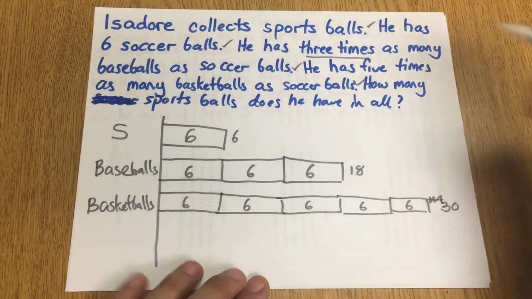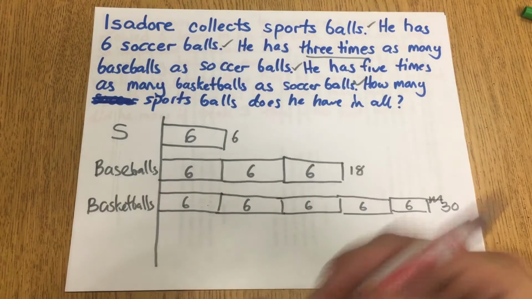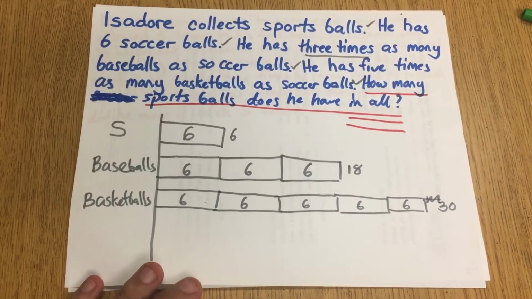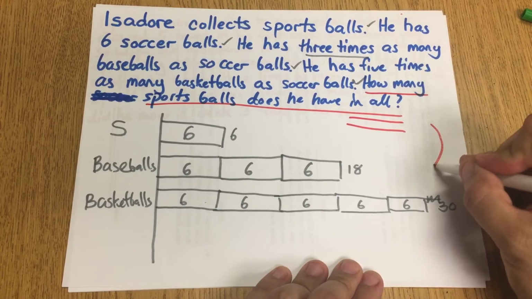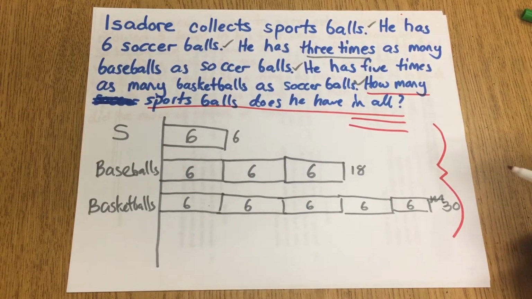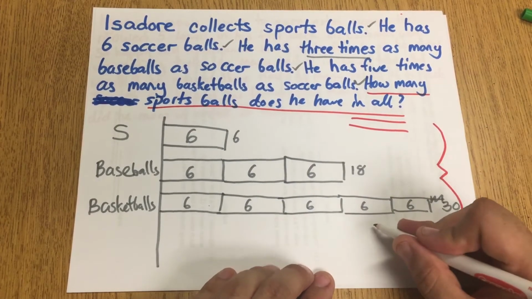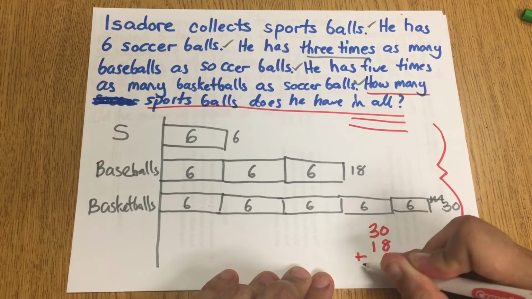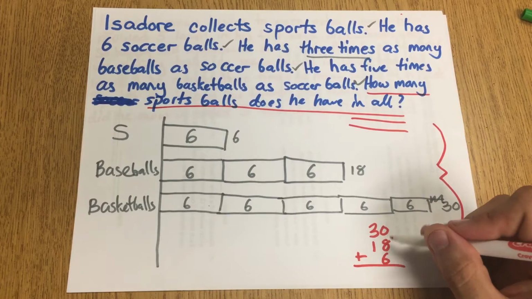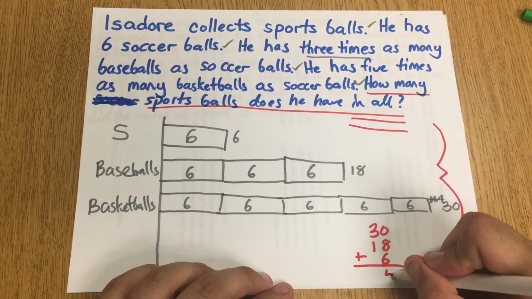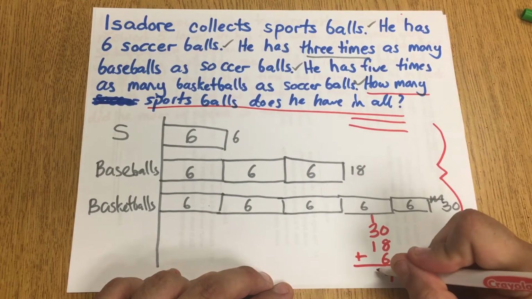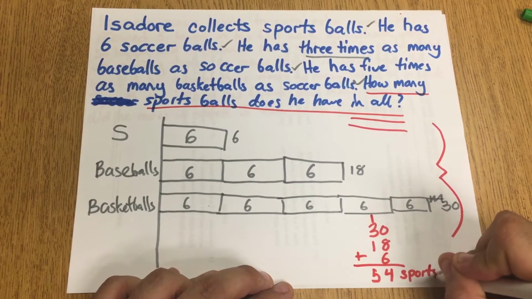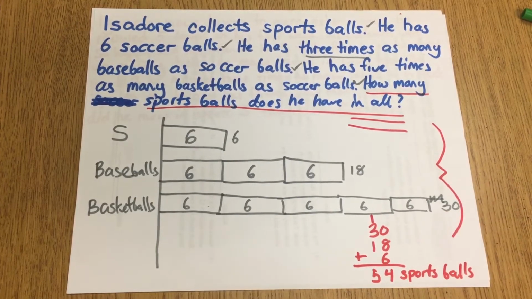And the question that we need to answer is, how many sports balls does he have in all? And whenever we see in all, we know that we're going to be adding. So I'm going to put my brace right off to the side here, and it's showing me that I need to add these up. So I can just do my addition off to the side. 30 plus 18 plus 6. All right? So 0 plus 8, well, that's 8, plus 6 more, that's 14. 3 plus 1 is 5, telling me that we have a grand total of 54 sports balls. That's a lot in Isidore's collection, huh?